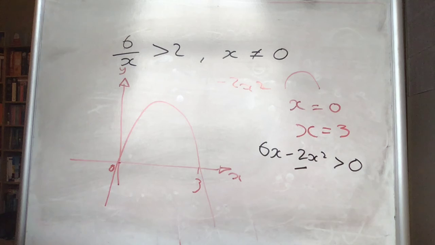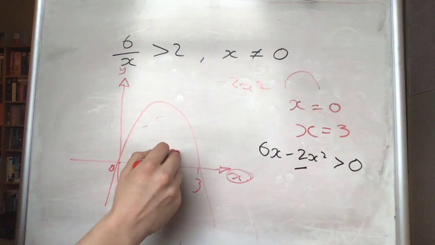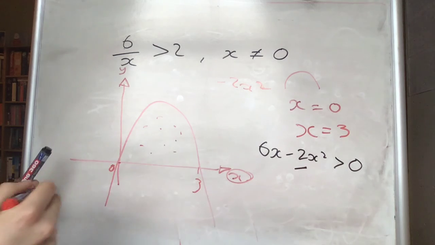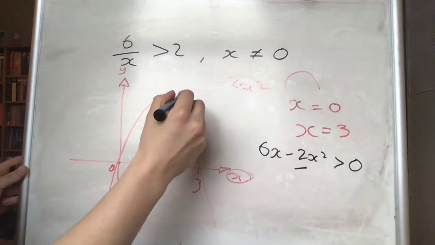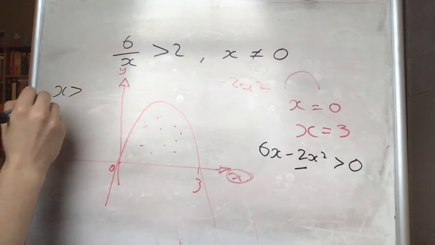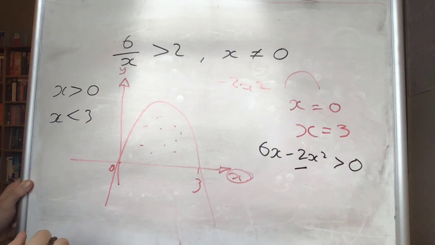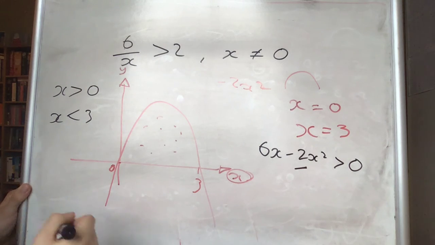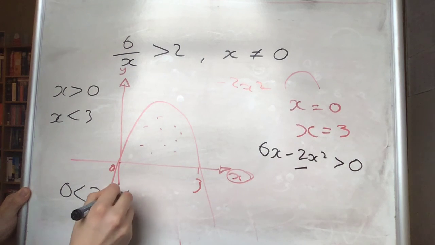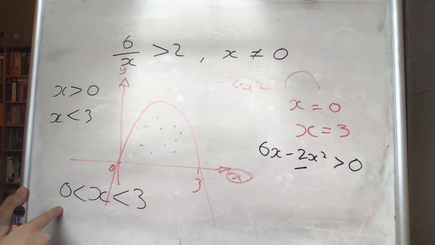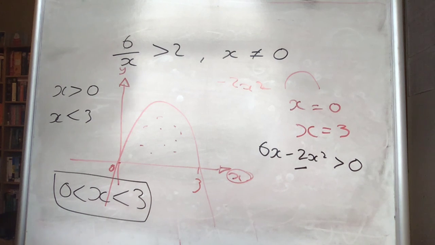Obviously if we take this as our reference point, we want it greater than 0, so it's going to be in here, captured by our graph, and therefore we're looking for places where x is greater than 0 and x is less than 3, which means that our final solution would simply be 0 < x < 3, and that means it's within that region, and that is our final answer.